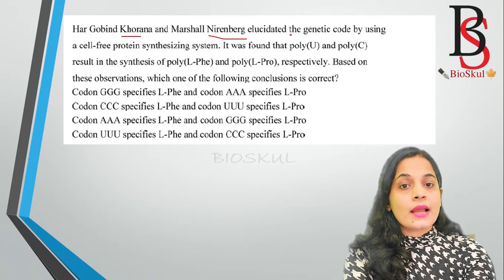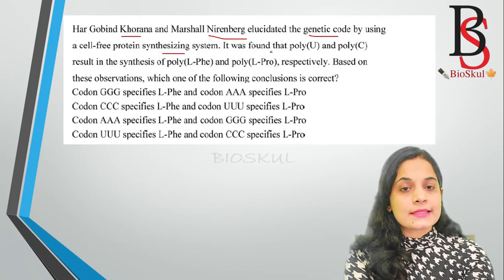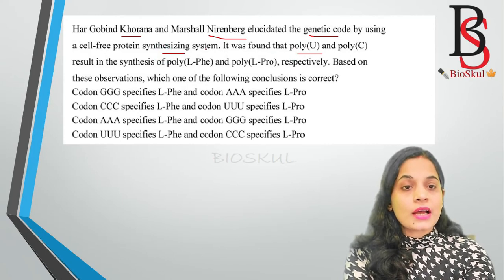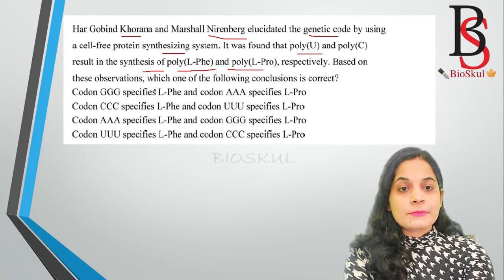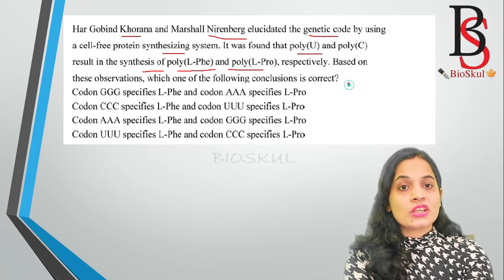Khorana, Nirenberg and colleagues elucidated the genetic code by using a cell-free protein synthesizing system. It was found that poly-U and poly-C result in synthesis of poly-L-phenylalanine and poly-L-proline respectively. Based on these observations, which one of the following conclusions is correct?